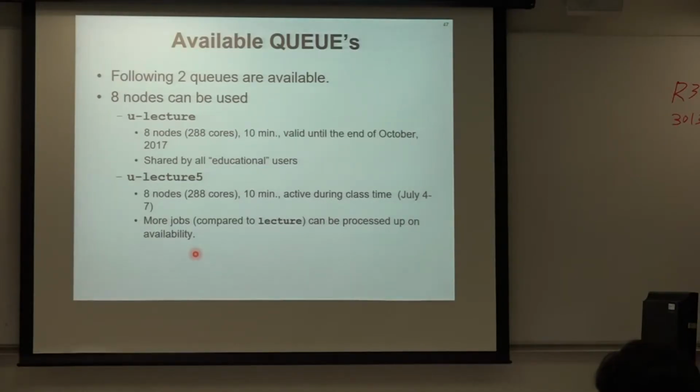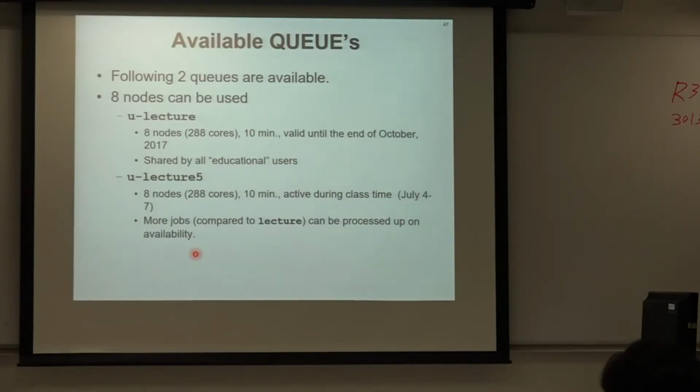So yesterday you had some questions. Your account is available until the end of October. Okay. So you can access the computer and run your jobs. Basically, you can use this U-Lecture. But we have another resource, U-Lecture 5. It's active during class time. So July 4th to 7th, 9 to 5. Okay. So during the class, more jobs compared to the U-Lecture can be processed upon availability.